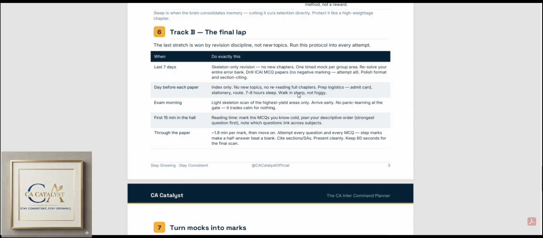Now for the exam day, that is the day before, what you will be doing is the index, no rereading of full chapters. You will be checking all the things you did in the last 7 days. Just quickly go through those, because you have done a number of revisions, around 1, 2, 3 times. So this will help you pass through this very easily and swiftly. And you have to look at the pre-logistics like your admit card, your stationery, your calculator, and then follow a sleep routine of 7 to 8 hours.